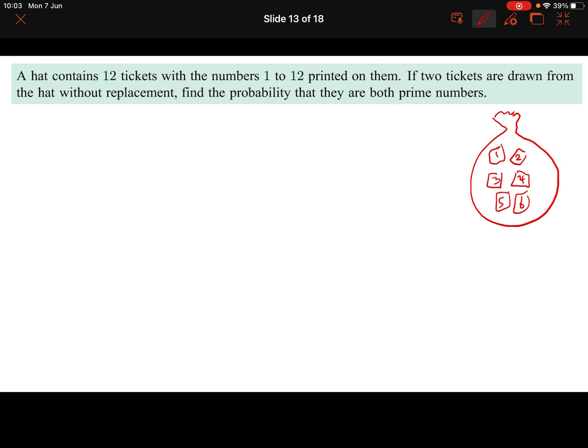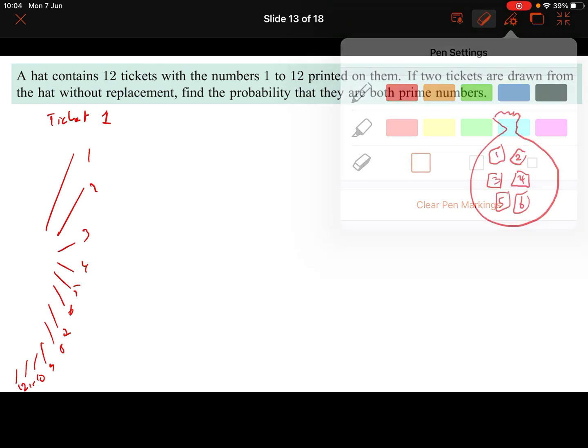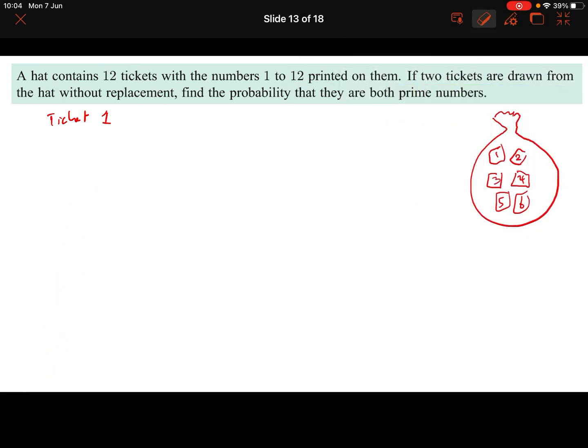Now, you could be really, really silly about this, and you could say, well, ticket 1 can be a 1, a 2, a 3, a 4, a 5, a 6, a 7, an 8, a 9, a 10, 11, or a 12. This is stupid, isn't it? Look at it. What an absolute mess. Okay? That's going to be a nightmare. You need to make your tree diagram useful to the problem that you're going to solve.